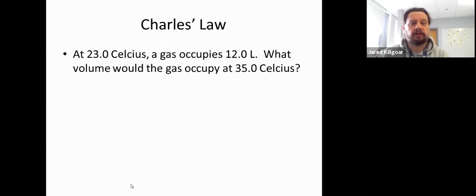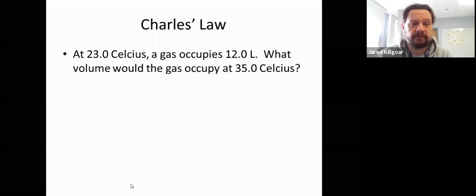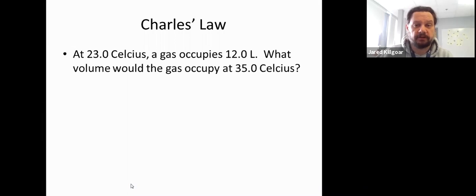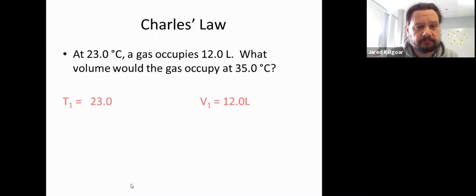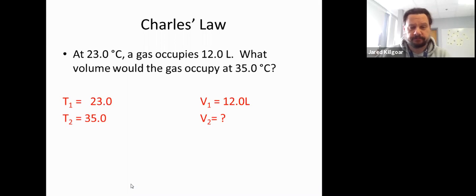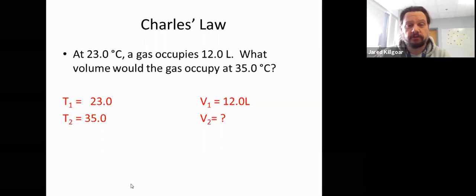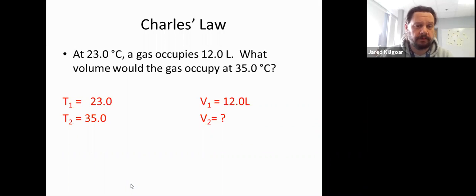So let's go over a quintessential Charles' law style problem. At 23 degrees Celsius, a gas occupies 12.0 liters. What volume would the gas occupy at 35 degrees Celsius? So here we go. My initial temperature is 23, my initial volume is 12, and my final temperature is 35. It's asking about my final volume, so you can leave that as V2 with a question mark, or you can even call it X if you want, as long as you define your variables.